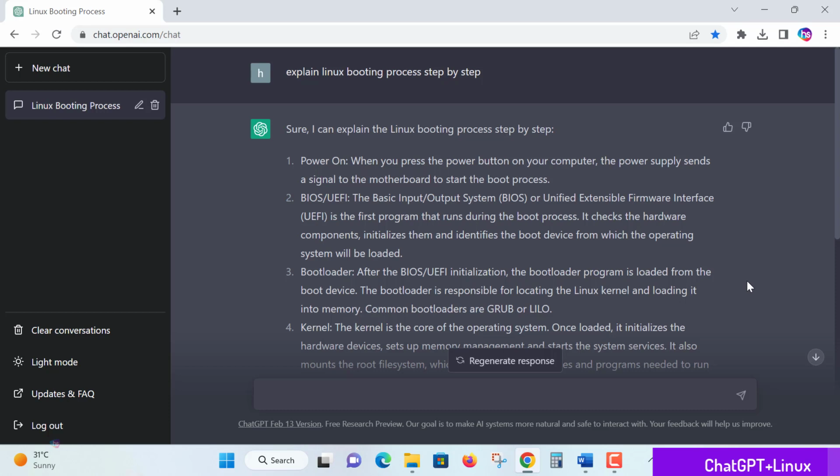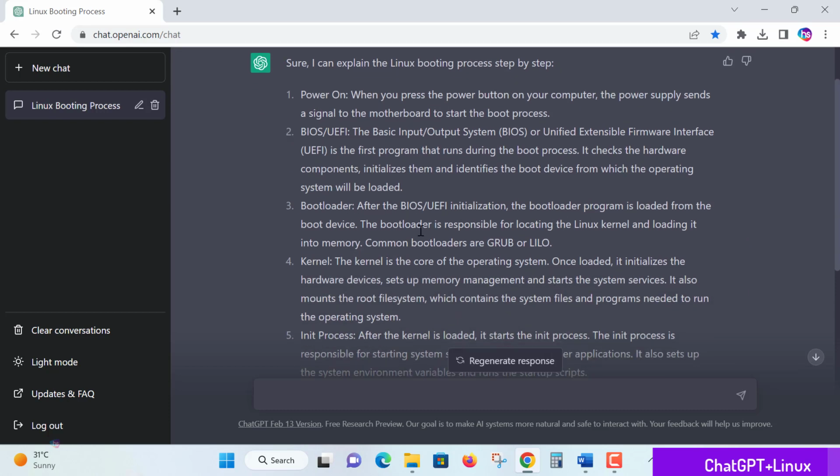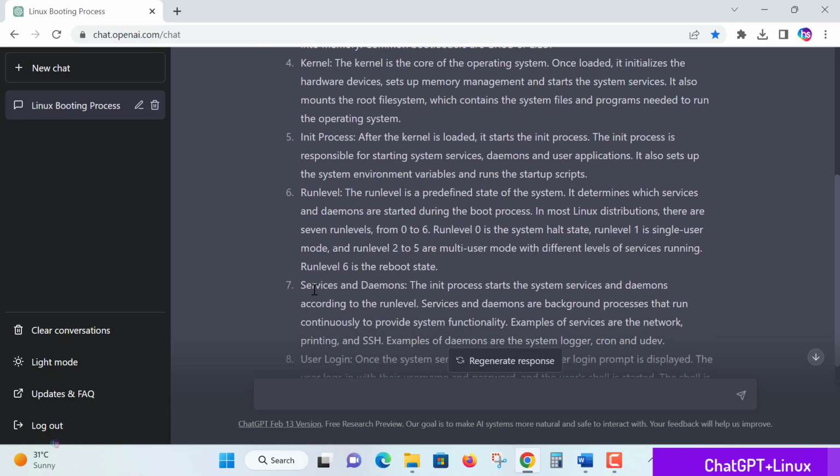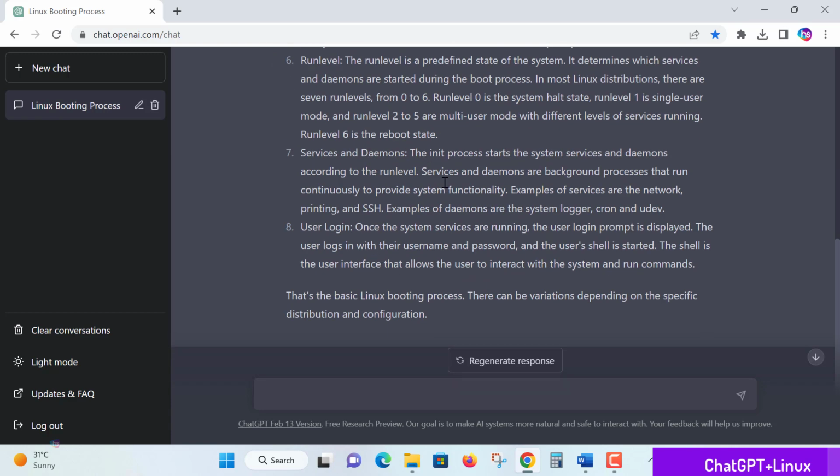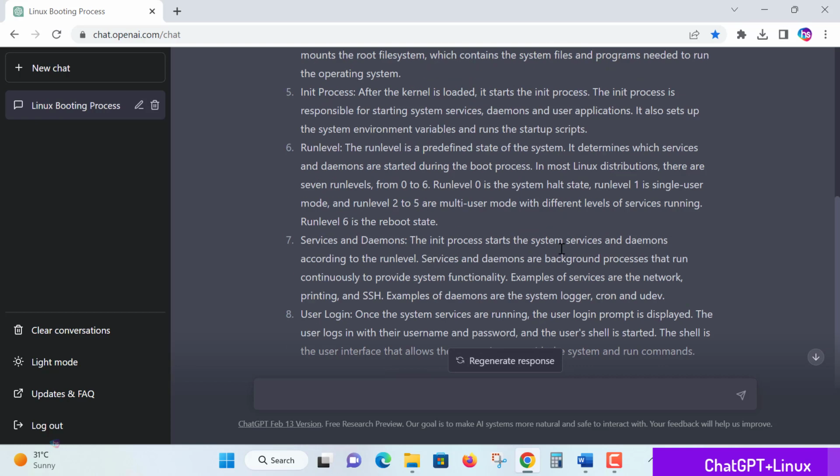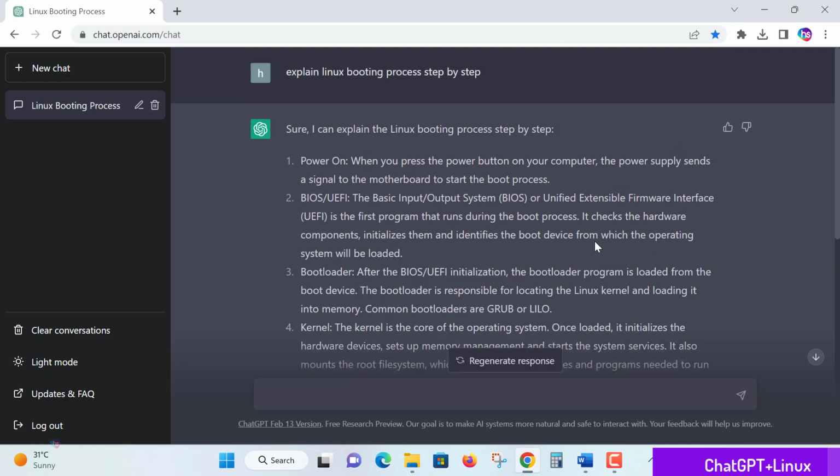So explain clearly if you face such an interview question. In most cases you may say: power on, BIOS boot, bootloader, kernel, init process, run levels, services and daemons initiating, and user login. This way you can answer, and if the interviewer asks about a particular item such as the bootloader or kernel, try to explain it very clearly. You will get more confidence once you clearly understand this.